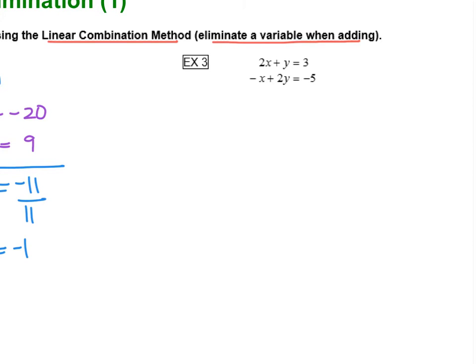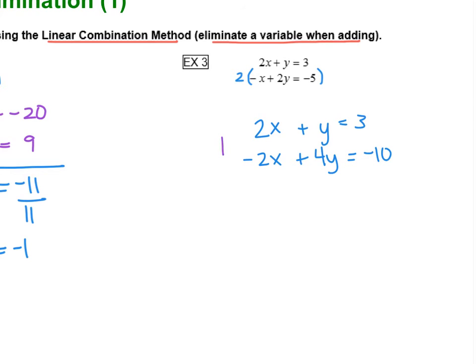So I'm going to eliminate the x's again. It doesn't have to be the x's every time, just because I notice that's a -x on the bottom. If I multiply it by a 2, it's going to give me a -2x, which will cancel with that positive 2x. So the top equation I'm not changing, so I'm just going to copy that down. 2x plus y equals 3. And now I'm going to multiply 2 through that entire bottom equation. -2x plus 4y equals -10.